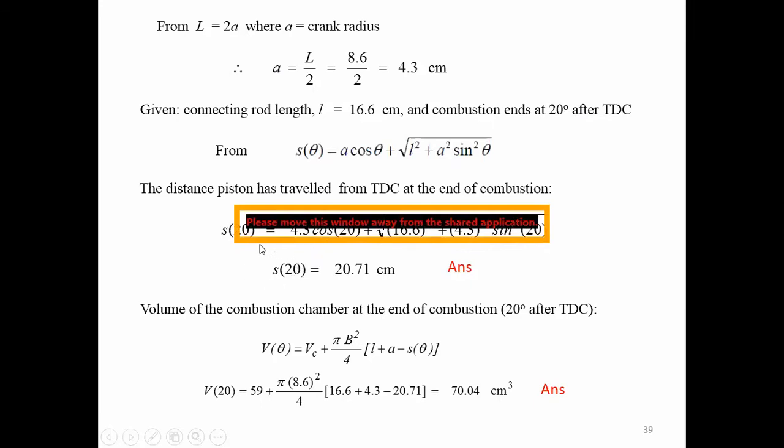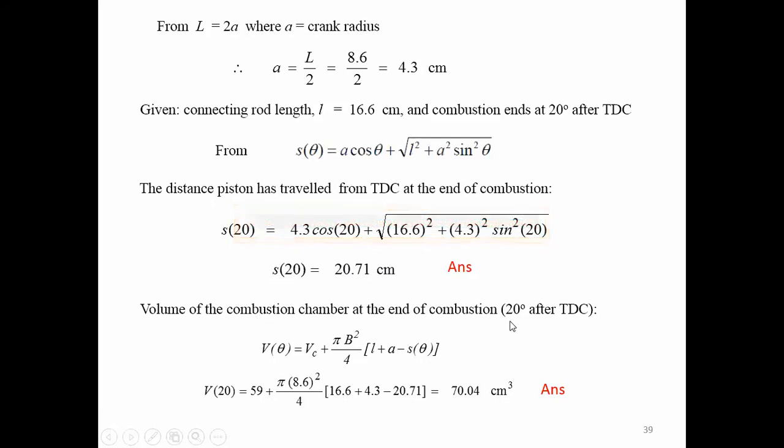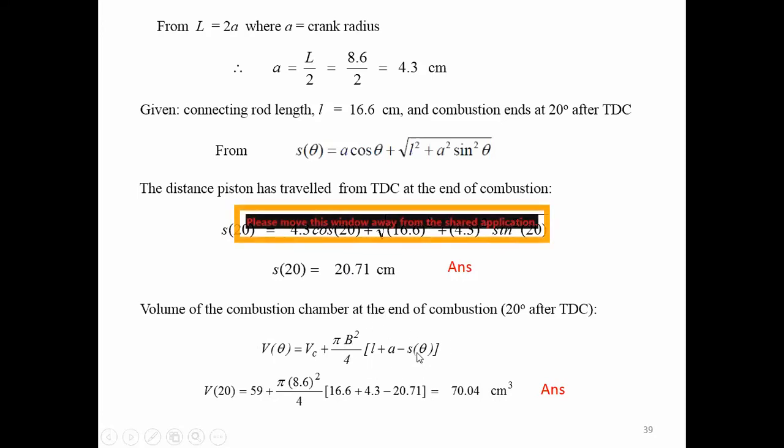So the distance that the piston travels when the combustion finishes at 20 degrees after top dead center is equal to 20.71 centimeters, right? So the volume of the combustion chamber at the end of the combustion can then be calculated from these expressions. We have Vc and the volume from the distance traveled at the time the combustion finishes. We already know this distance that the piston travels, so we just put it in here, and the volume is 70 cubic centimeters, right?